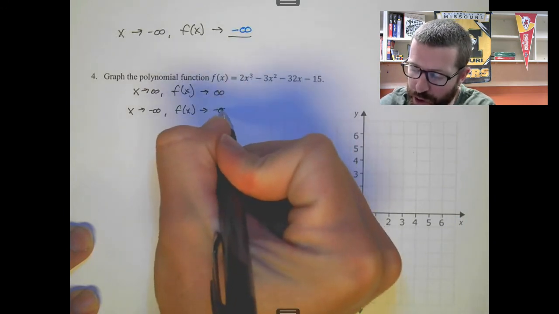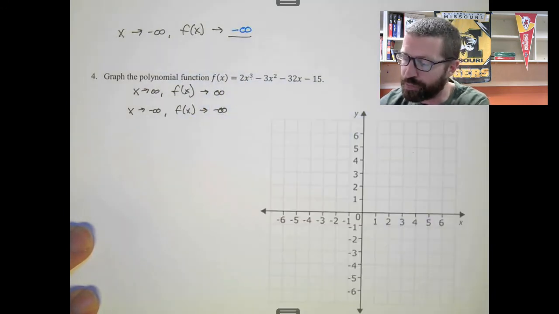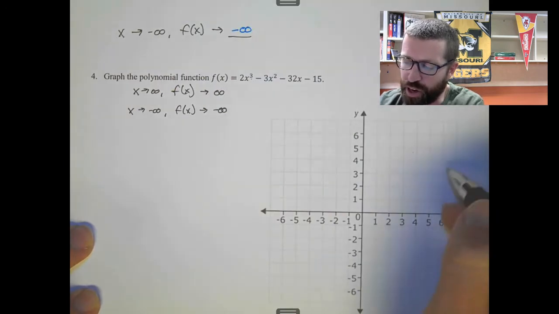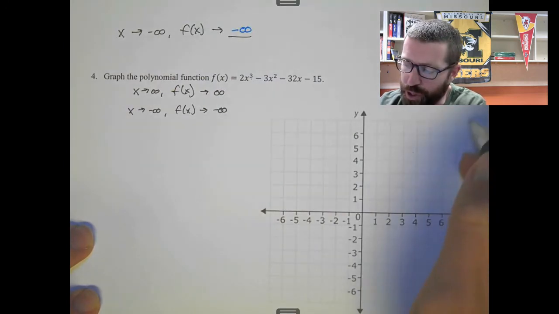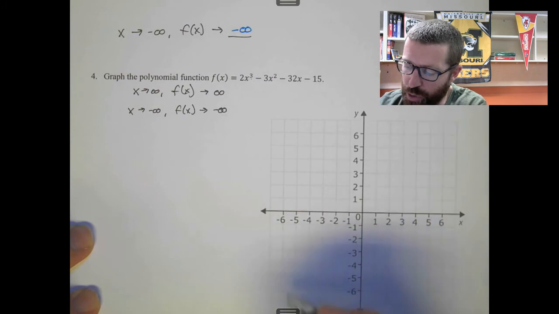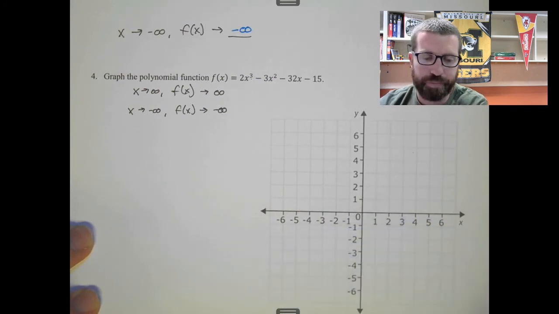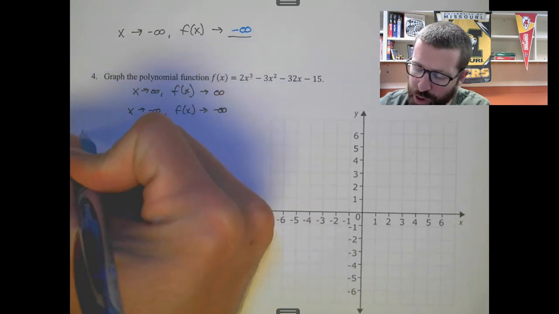So we went up. That means we have to go down over here. So that means this graph is going to have, I'm not going to sketch it in yet, but it's going to go up this way and then down this way. Okay, then we're going to find a 0.